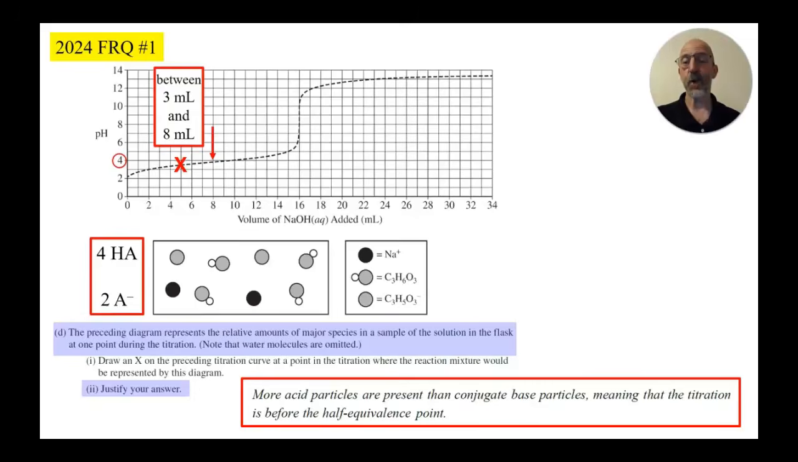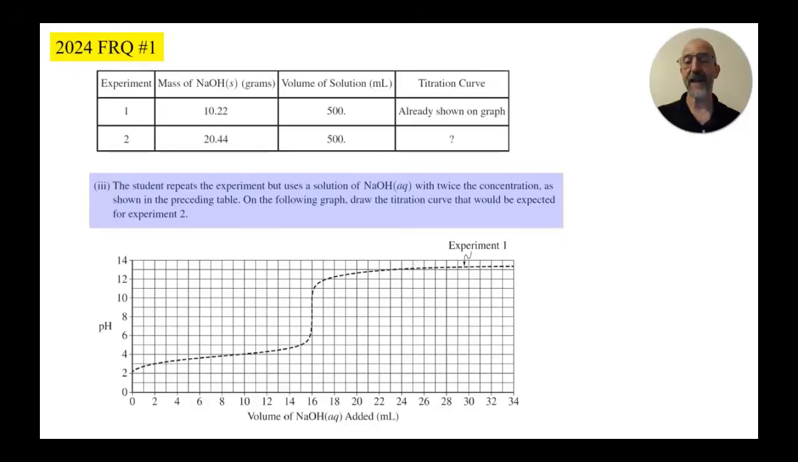All right, the next free response question for Unit 8 involves drawing a new curve. The student repeats the experiment, but uses a solution of sodium hydroxide with twice the concentration as in the previous titration. So we already have the titration curve for trial 1. Now we have to draw a new titration curve when we doubled the concentration of the sodium hydroxide. Don't change the initial pH because we are titrating the same acid. So the initial pH is the same.